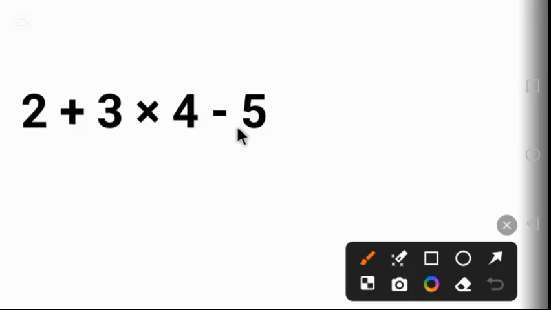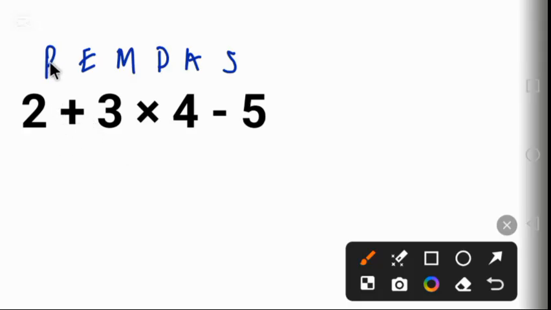We have different operations here. We have addition, multiplication, and subtraction. This tells us that we have to apply the order of operation called PEMDAS. Some countries call it BODMAS, depending on your country.